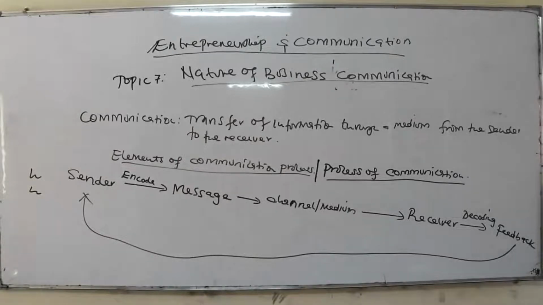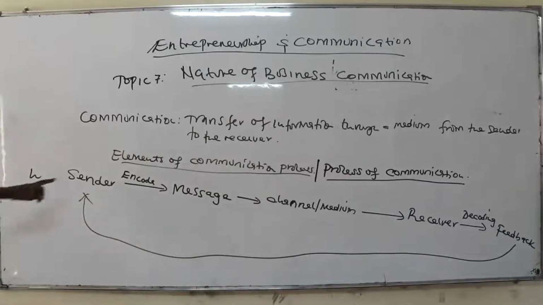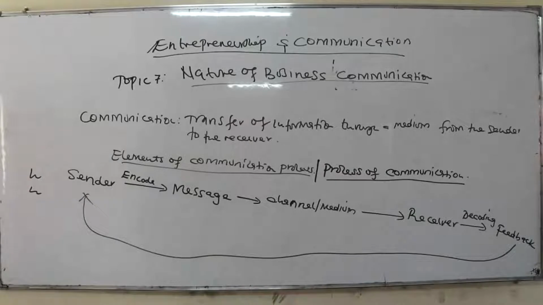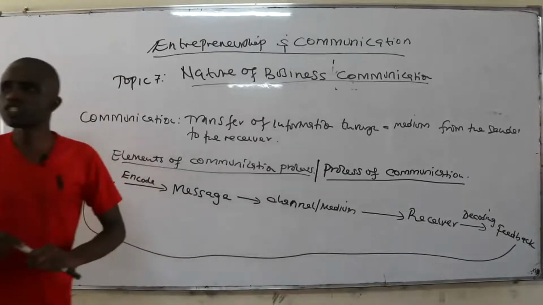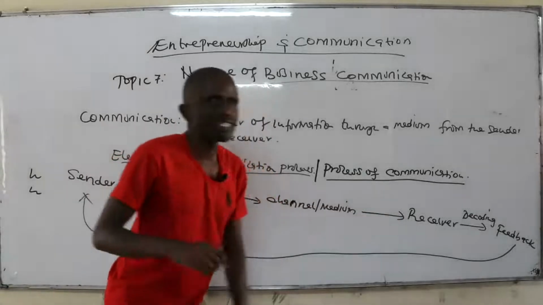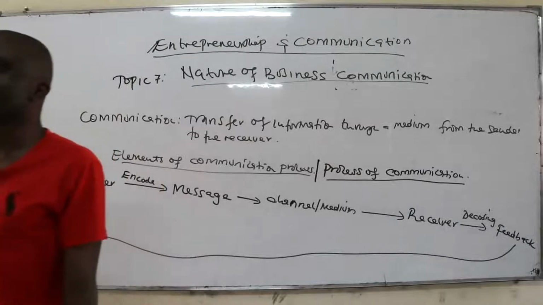So when you talk about the elements of the communication process, therefore, we have the sender. Number 2, encoding. Then we have the message. We also have the channel, also called medium. We also have the receiver. We also have the decoding, and we also have the feedback.